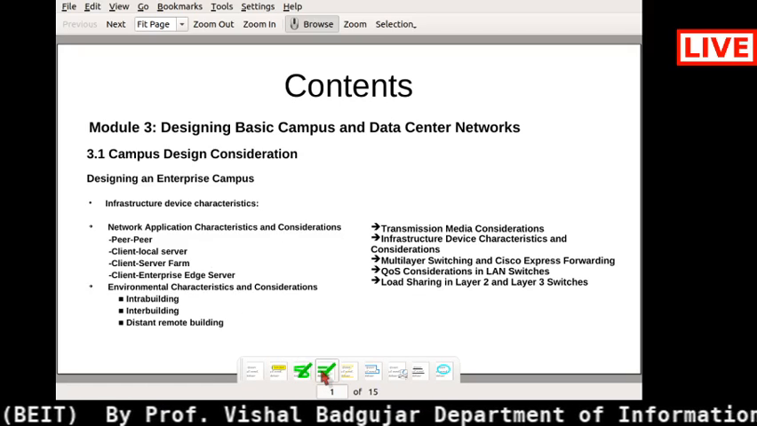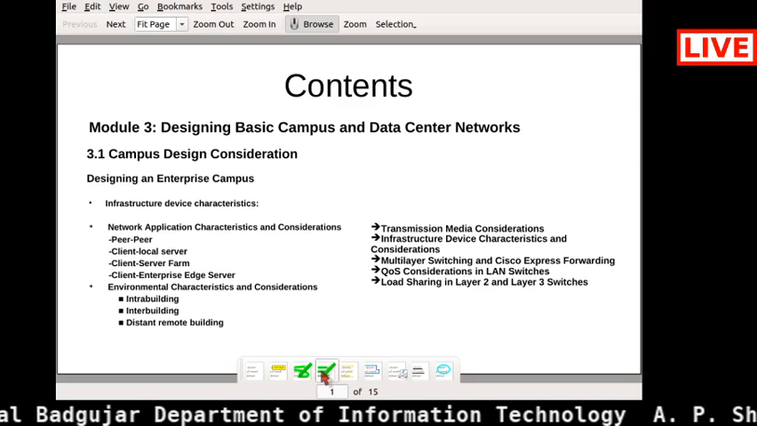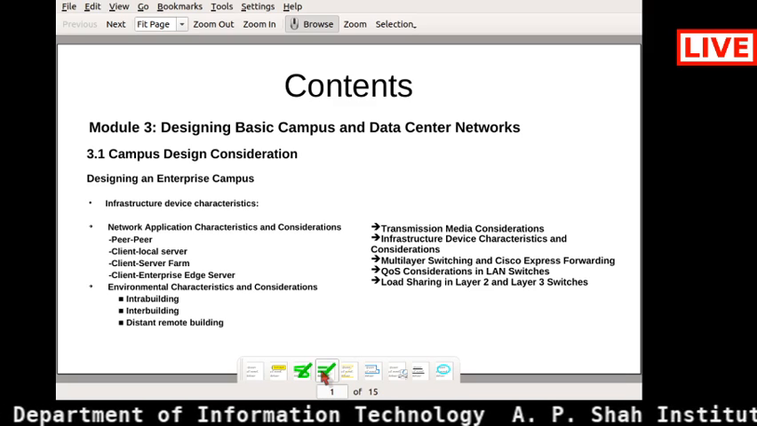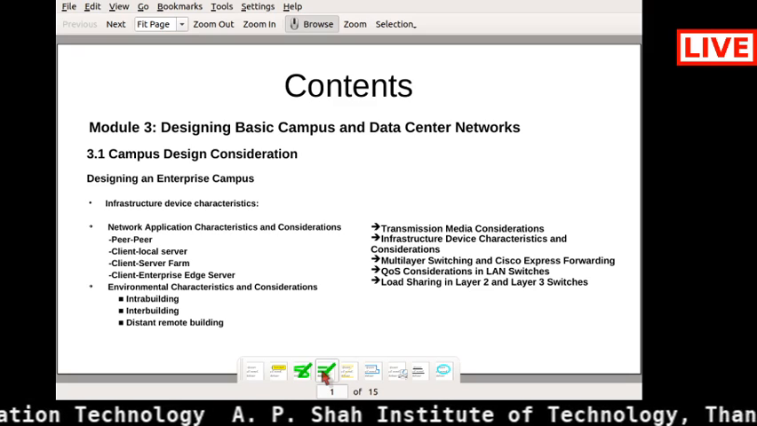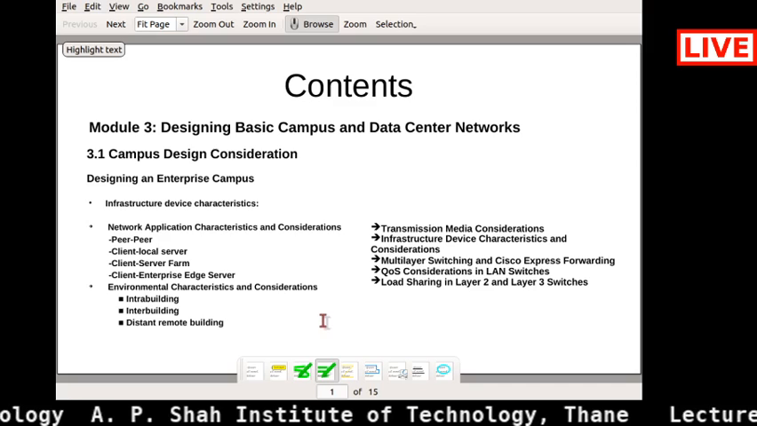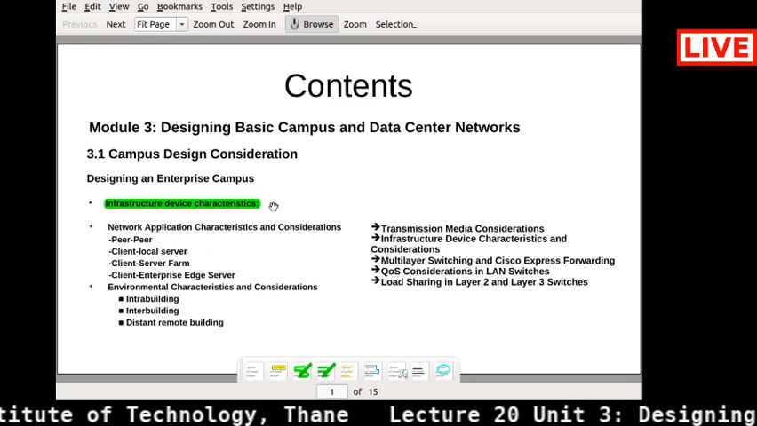So today we will start with yesterday's concept, right? That is nothing but the campus design consideration. In the last session we already finished the first topic, infrastructure device characteristics.